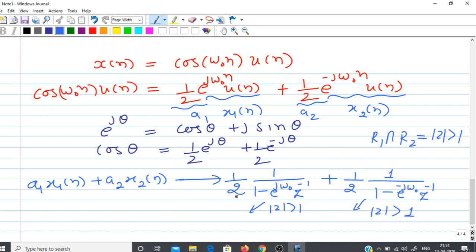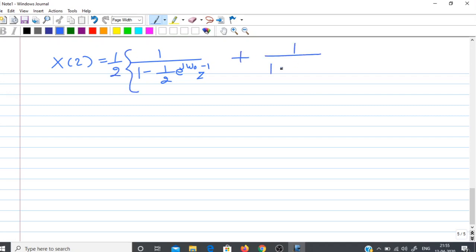So now we simplify this expression. On simplifying, X(z) I can write as half of 1 upon 1 minus e to the power j omega naught z inverse, I have taken this half outside, plus 1 upon 1 minus e to the power minus j omega naught z inverse. And R1 intersection R2 is mod z greater than 1.